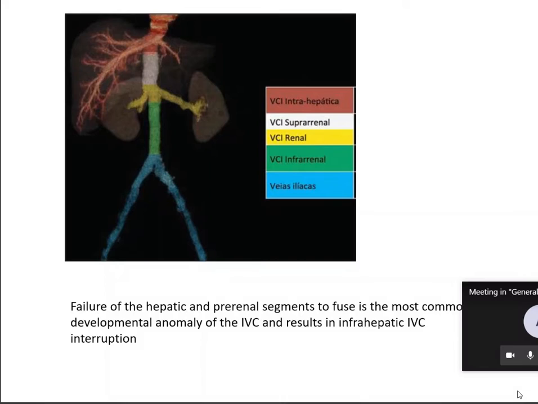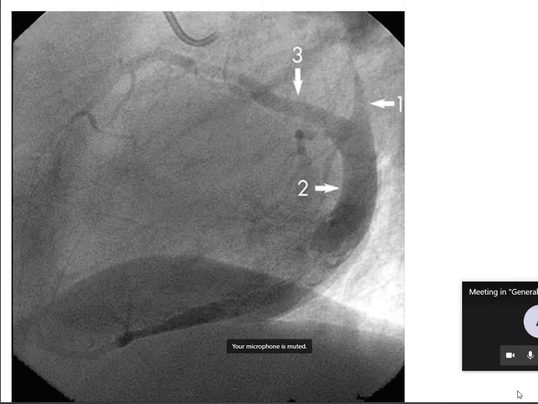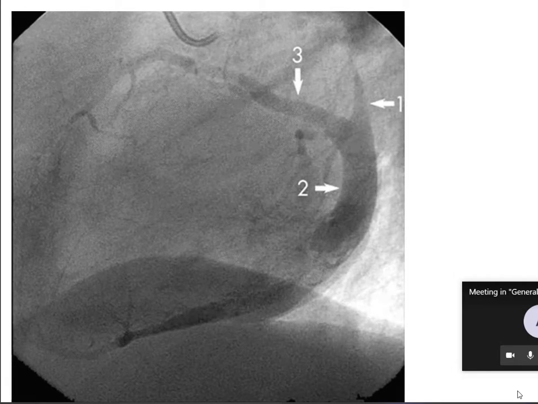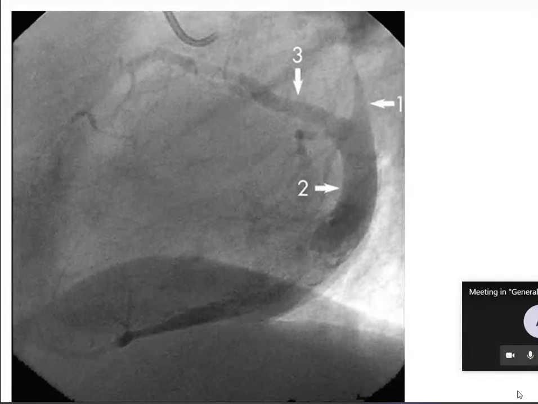Okay, sir. So what is this? Can somebody identify this? Identify 1, 2, and 3. It's a coronary angiogram, levo phase. What are the structures seen?